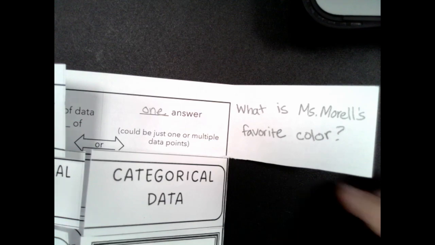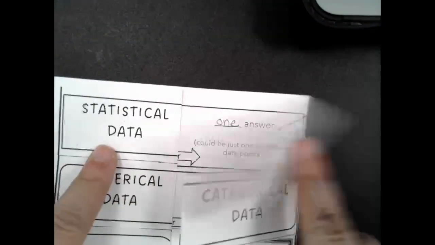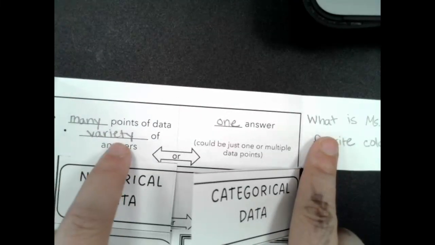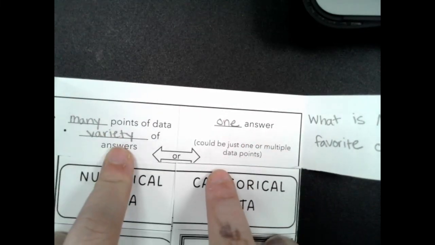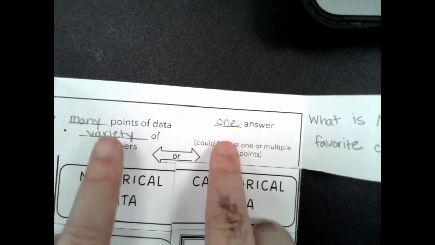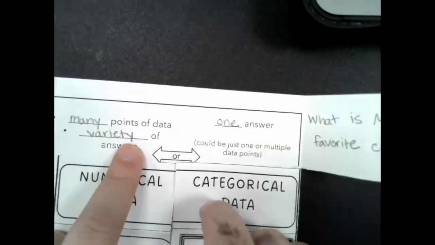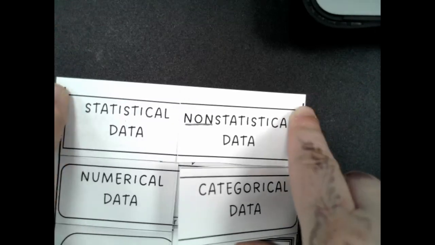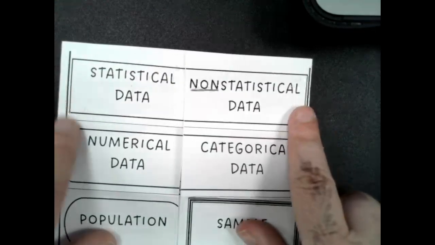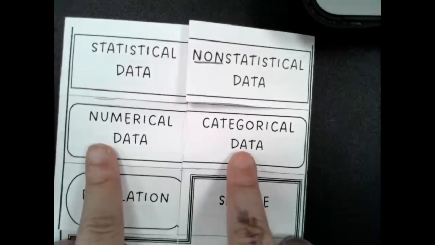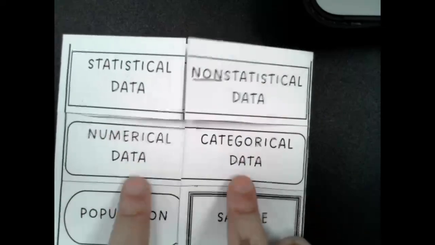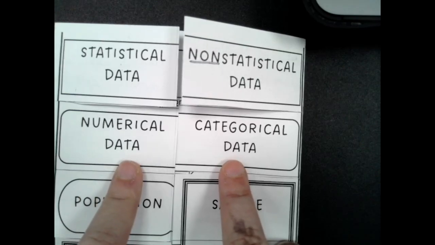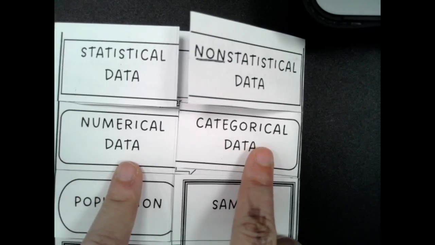All right, so when we look at questions, questions are either going to be statistical or non-statistical. We should be able to put it either saying there's many points of data with a variety of answers, or there's just one answer. Okay, we should be able to put it in one of those categories. Does that make sense? A little bit? All right, so next up we're going to go to the next classification, the next group. Once we pick this, we can also pick this. Okay? Either we're going to have numerical data or categorical data.